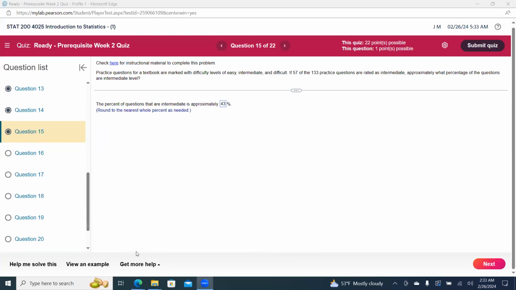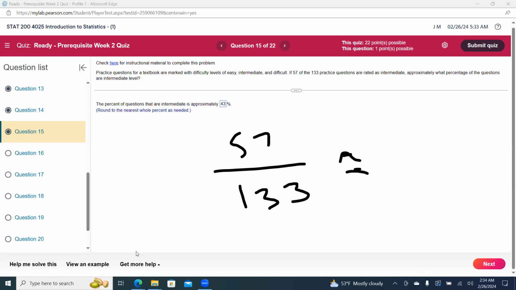I see, what do I see? Read this. I would never read anything like that. I see 57 over 133 is approximately 0.43.